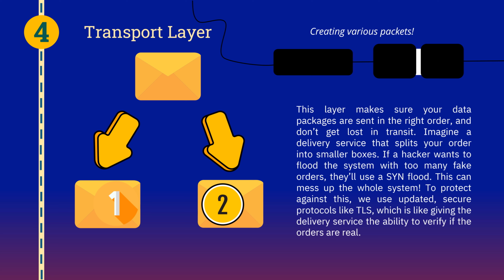Packages and packages. This is what we find on the fourth layer, the transport layer, where we divide the package into various other packages to ensure better traffic. Let's just say right now that I say I never received your package and your server keeps waiting for it and for approval of that. This is what we call a SYN flood, and we protect against it with the TLS protocol, which ensures that the order is real.